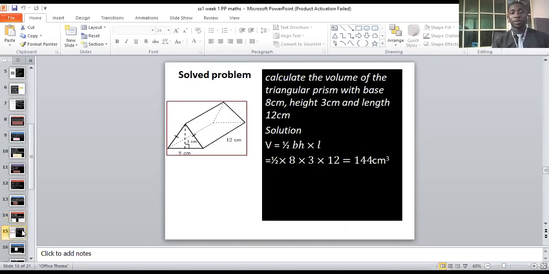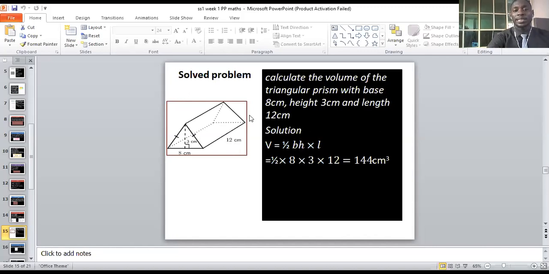So we look at a solved problem. Calculate the volume of the triangular prism with base 8 centimeter, height 3 centimeter, and length 12 centimeter. Look at the diagram. So how do you calculate the volume? The volume is given as the product of the area of the triangular base, which is half base times height, times the length of the triangular prism. This is the length given here.